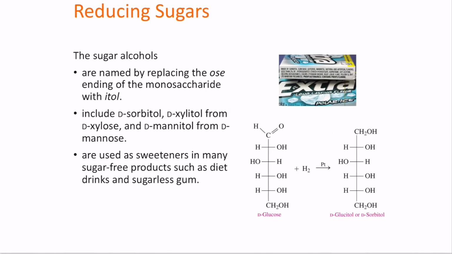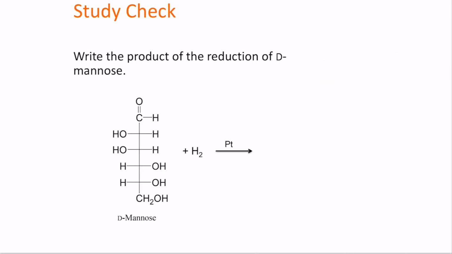So alditols are the common basic sugar alcohols. Basically, we replace the -ose ending with -itol. So glucose becomes glucitol. They commonly include sorbitol, xylitol, and mannitol. For example, D-sorbitol is already the common name for glucitol. D-xylitol is made from D-xylose. D-mannitol is generally made from D-mannose. These are used as sweeteners in many sugar-free products such as diet drinks and gums.